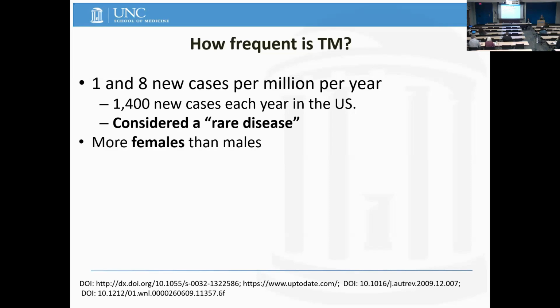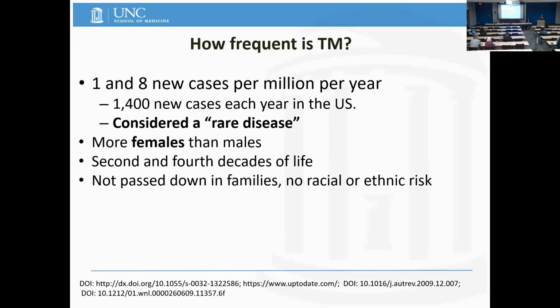It tends to happen more in females compared to males. It tends to happen more in the 2nd and the 4th decades of life, but us as neurologists specializing in this condition, we see all ages where patients with transverse myelitis present to the clinic with their first symptoms. We don't know of any genetic predisposition or any specific gene that is passed down from parents to children that can cause this, and there's no particular racial or ethnic risk with transverse myelitis. And 20% of all TM cases happen in children.